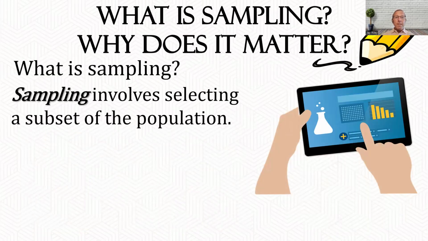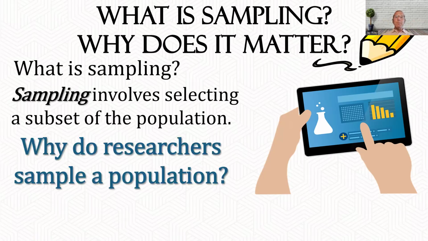So, what is sampling? Sampling involves selecting a subset of the population. The population is the entire group that you're wanting to study, but you're not going to study everyone. You're just going to study a small subset of that population, and that is your sample. How we select that sample, well, that varies.